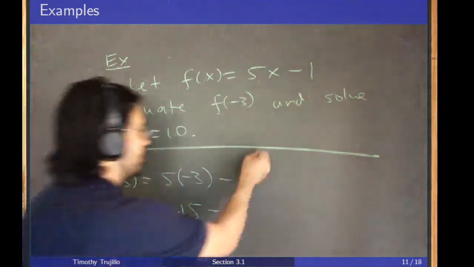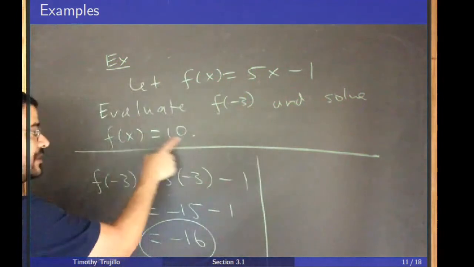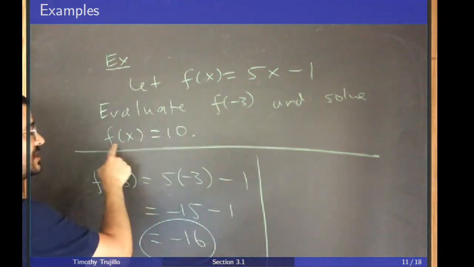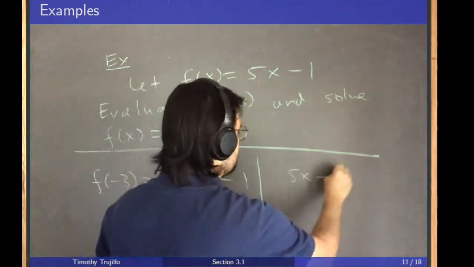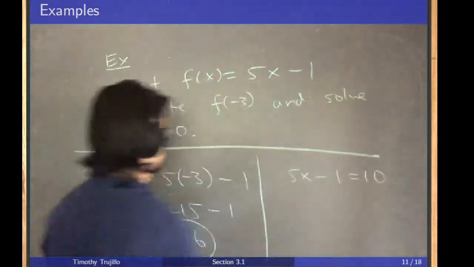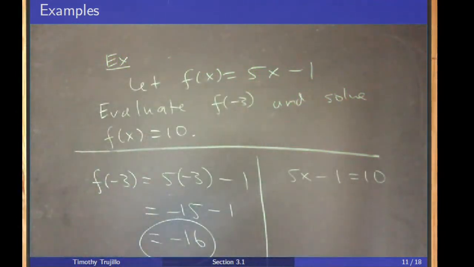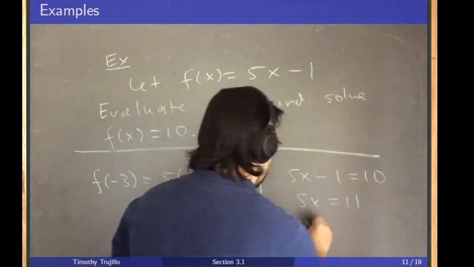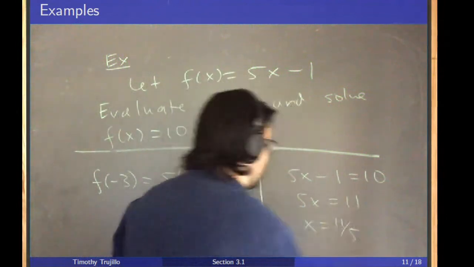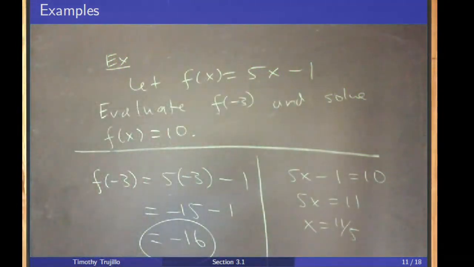Okay, and then the second question here is asking us what input will give us 10. So to do that, we just set up an equation. We replace the f of x with the equation, and we get 5x minus 1 is equal to 10. And then we just solve that equation for x. So you add 1 to both sides, you get 5x is equal to 11. You divide by 5, and you get x is equal to 11 over 5.